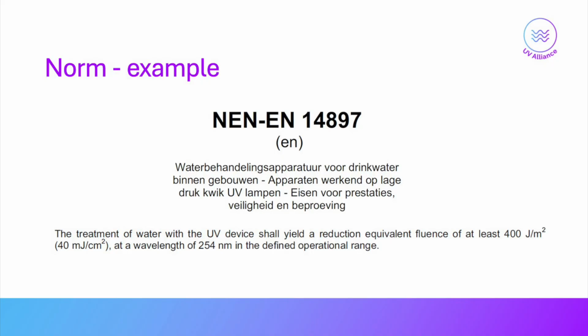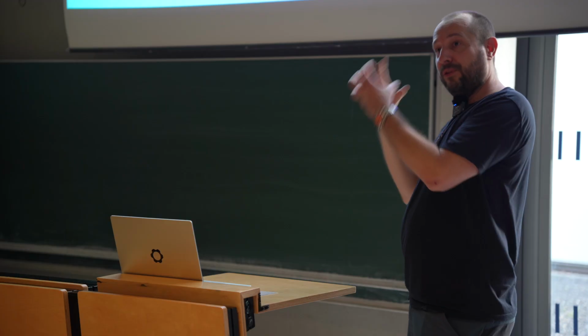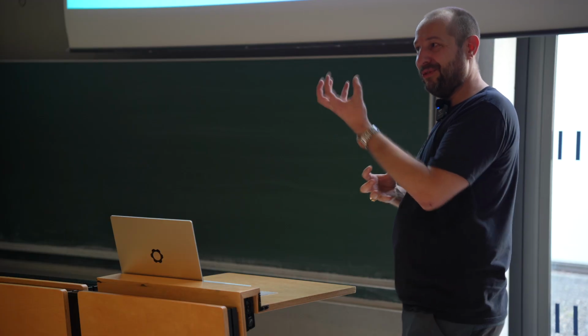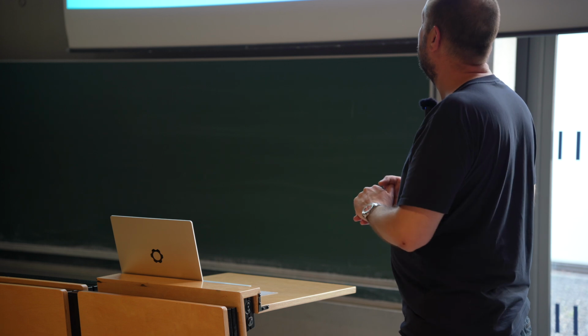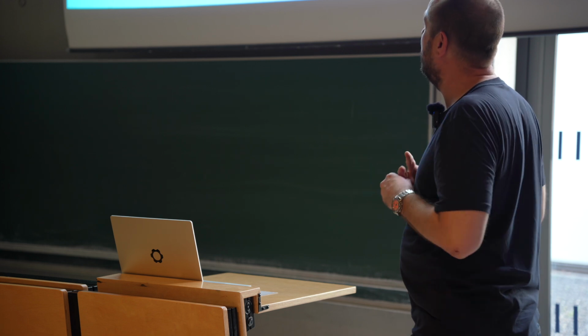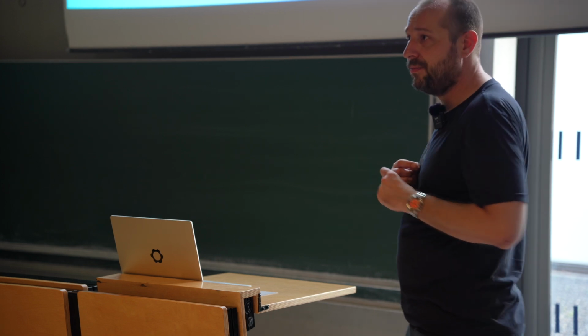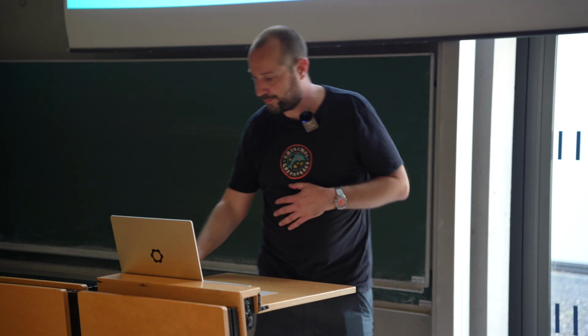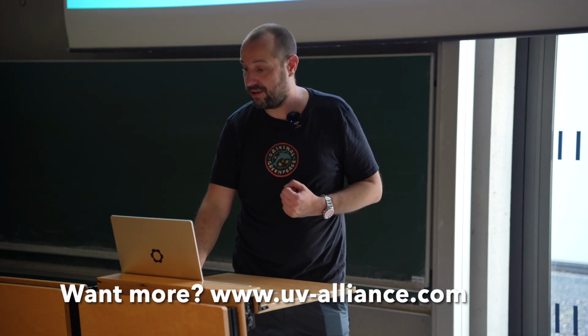This is the Dutch norm for drinking water. It says treatment of water with UV device shall yield a reduction of 400 joule at a wavelength of 254 nanometer. A reduction equivalent fluence. So the fluence, the power of the lamp, is coupled to a reduction of your organism. There are many more in Europe. The most strict one is the EU norm. We use it too. And then you really know what your system is doing.